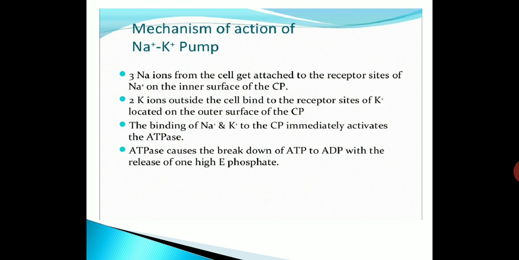Mechanism of action of the sodium-potassium pump. 3 sodium ions from the cell get attached to the receptor sites for sodium on the inner surface of the carrier protein. 2 potassium ions outside the cell bind to the receptor sites for potassium located on the outer surface of the carrier protein. The binding of sodium and potassium ions to the carrier protein immediately activates the ATPase, and ATPase causes the breakdown of ATP to ADP with the release of one high energy phosphate.